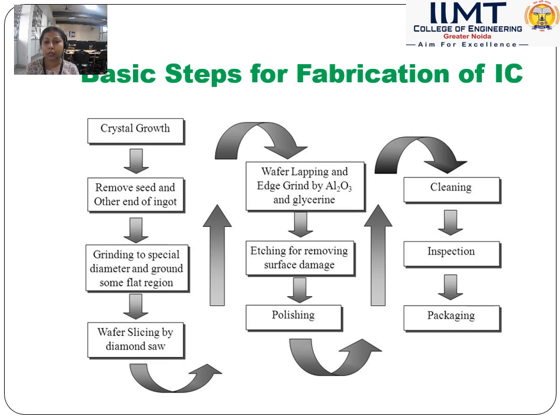After that, wafer lapping and edge grinding are applied using aluminum oxide and glycerin. Then an etching process is used for removing surface damage, and polishing is applied for a mirror-like finish of the surface. Then cleaning: for cleaning purposes, we use wet and dry cleaning according to application. Hydrochloric acid and sodium hydroxide are used for cleaning. And then inspection, and the last one is packaging.